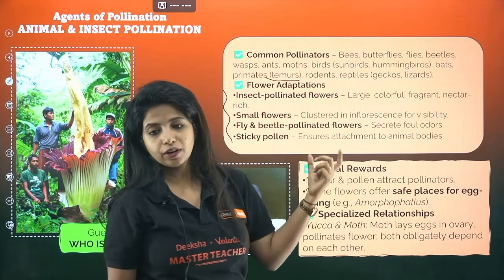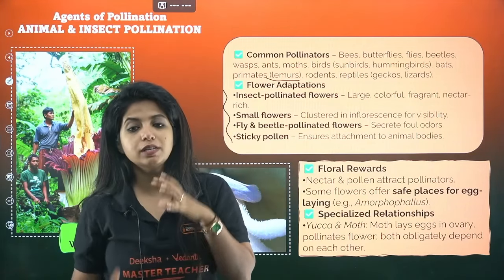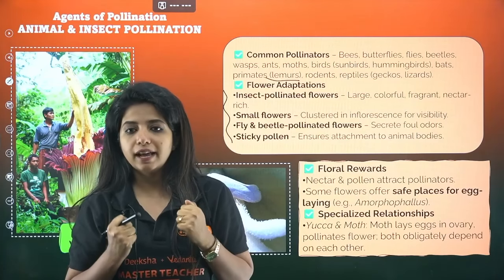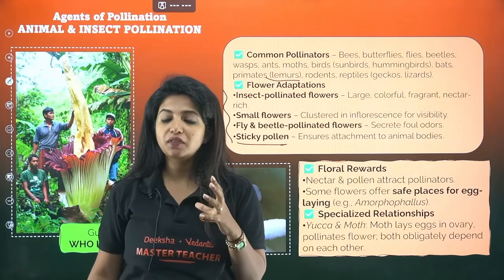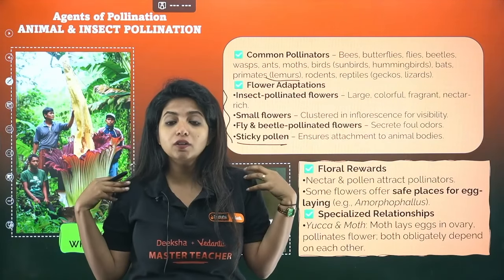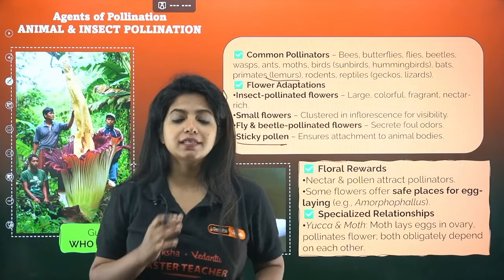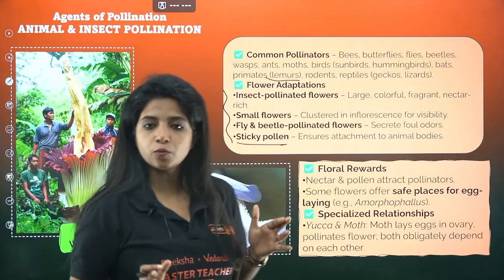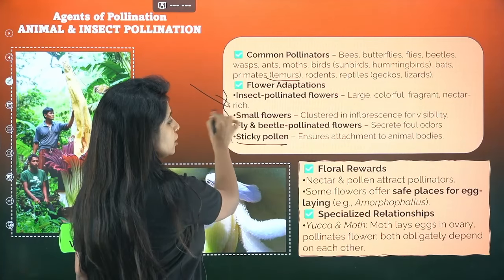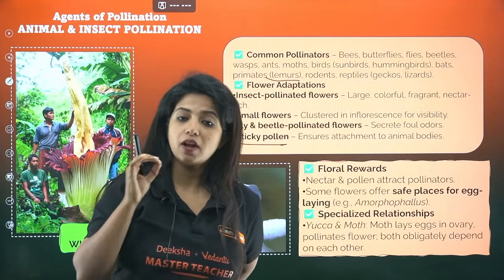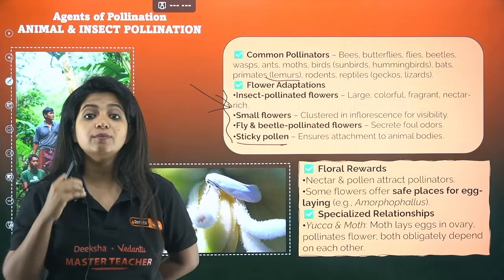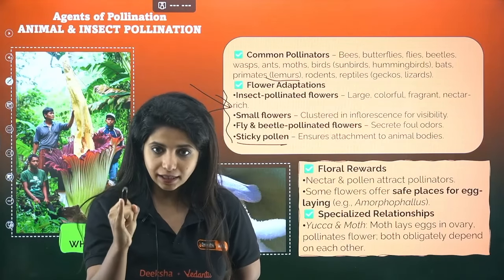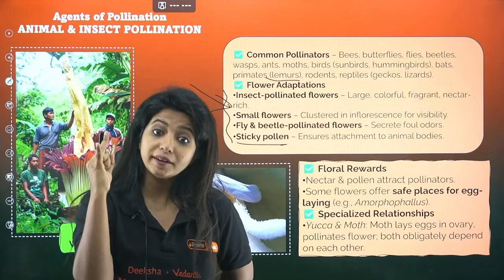Fly and beetle pollinated flowers will have a very bad odor such that it can attract the flies and the beetles. Now the pollen grains over here are going to be sticky. Why? Because these pollen grains have to stick onto the surface of the insect. Now when the insect goes around, the pollen grains will also be moved around with the help of that. So these are the features of insect pollinated flowers. Now one very important thing, insect pollinated flowers will also give them some rewards. The reward can be nectar. Okay, the reward can be pollen grain itself.